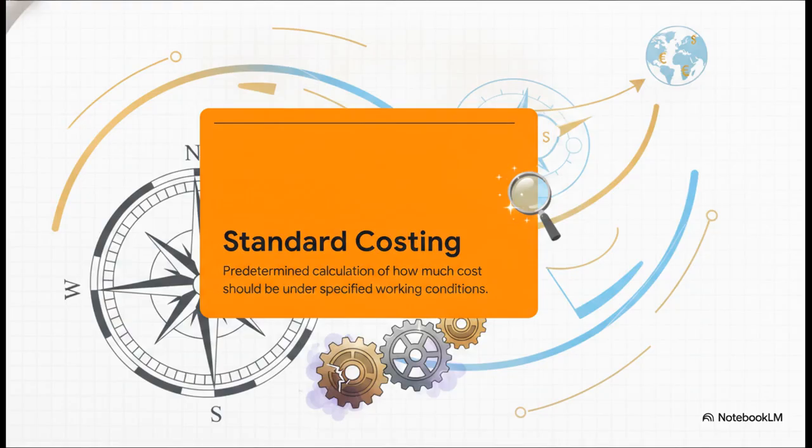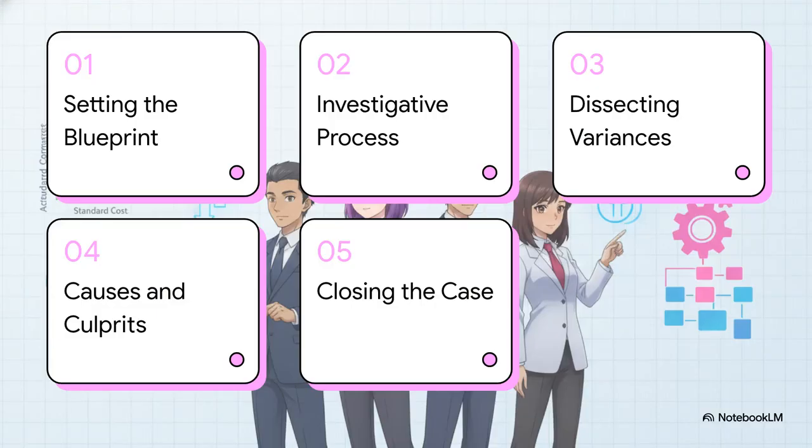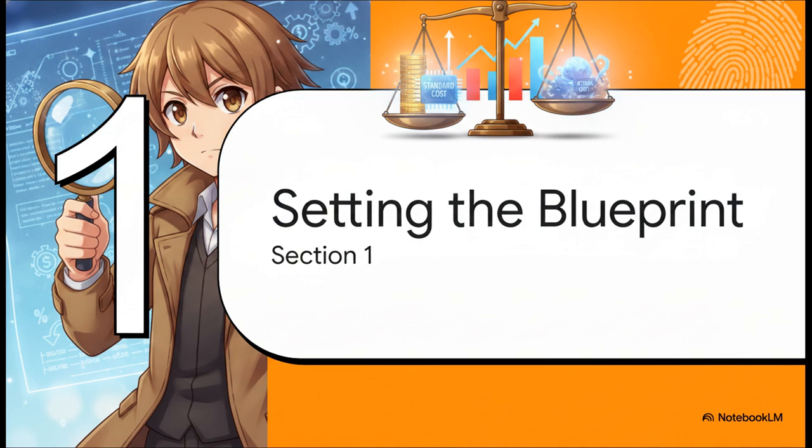Here is the docket for our investigation today. First, setting the blueprint. Next, the investigative process. Then we're dissecting the variances, looking at causes and culprits, and finally, closing the case. All right, let's get into Section 1, setting the blueprint.